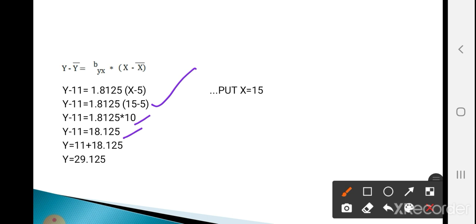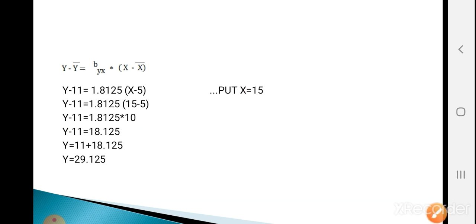So y minus 11. Take 11 to the right side. Here on the left side 11 is negative, so on the right side we get it positive. So y is equal to 11 plus 18.125, that is 29.125. That is, the paddy yield is 29.125 if the consumption of nitrogen is 15. So this regression is useful for prediction purposes, as we proved.